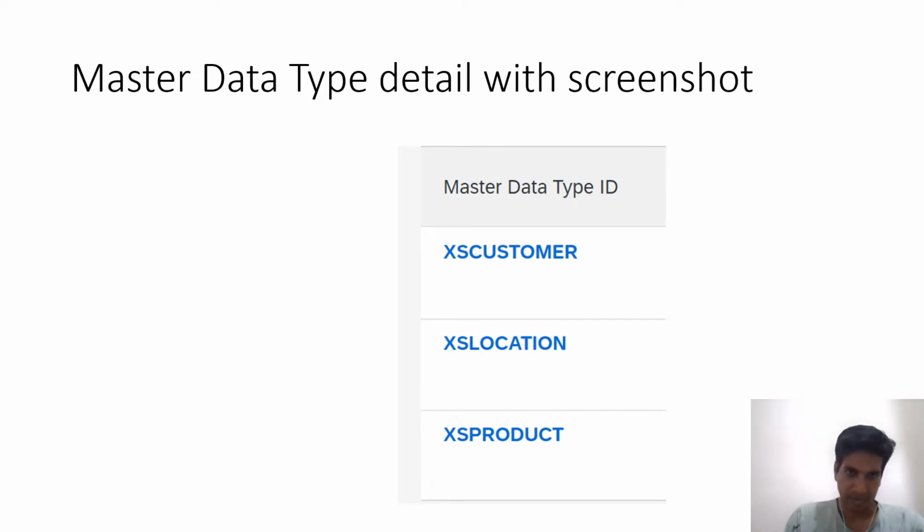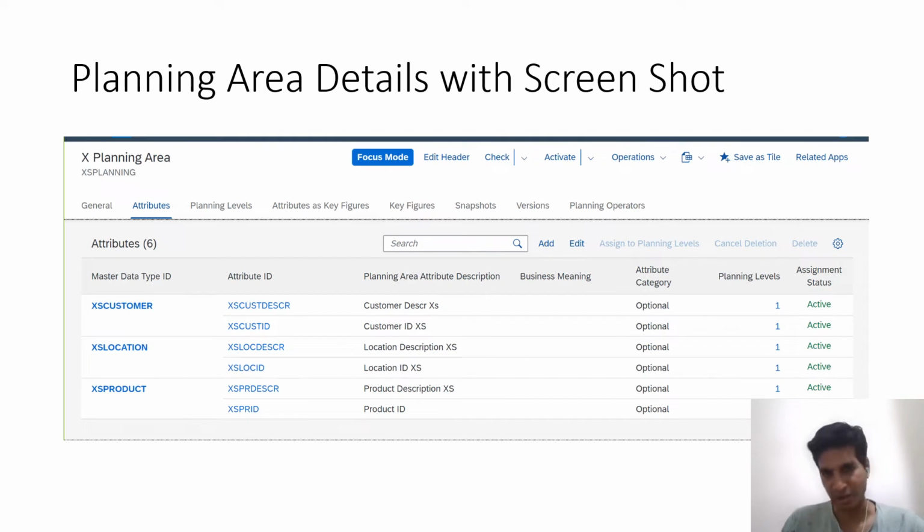Now, once the master data types are created, we are all ready to create the planning area. When we create the planning area, the first step is to assign a time profile, which defines how long the data will be stored in the past. So is it 2 years in the past, 3 years in the past, and how long the data will be generated for the future, which will be 2 years, 3 years. So all that time range and time granularity related aspects are defined in the configuration object called time profile.